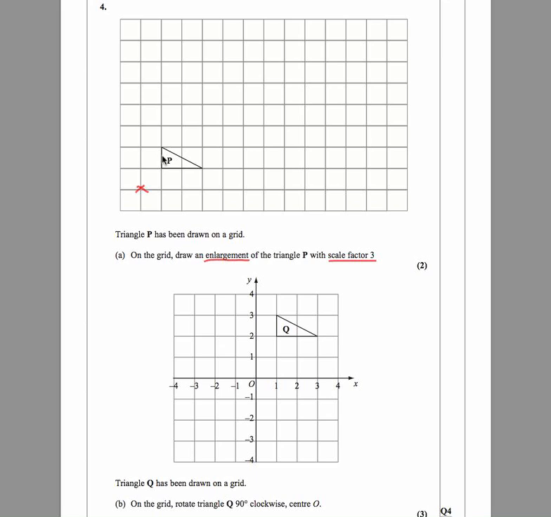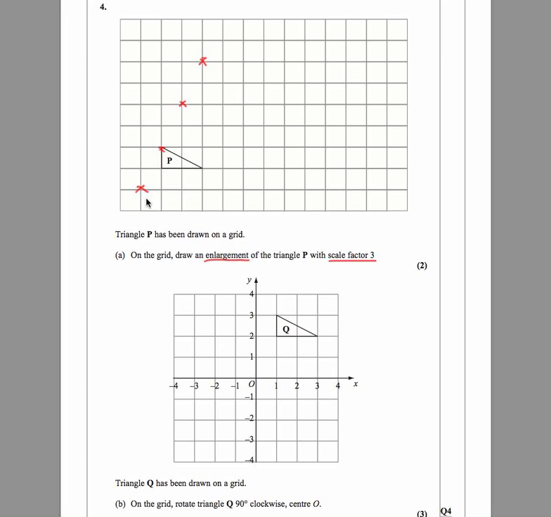Now there's a couple of ways you can tackle this. What I normally do is imagine a vector from here to here. That vector would be 1 across and 2 up to get me to that point. So if I want to scale this up with a factor 3, I go once, twice, 3 times. So that gets me there once, then across and up 2, and then across and up 3. Now this is scale factor 3 from the origin.